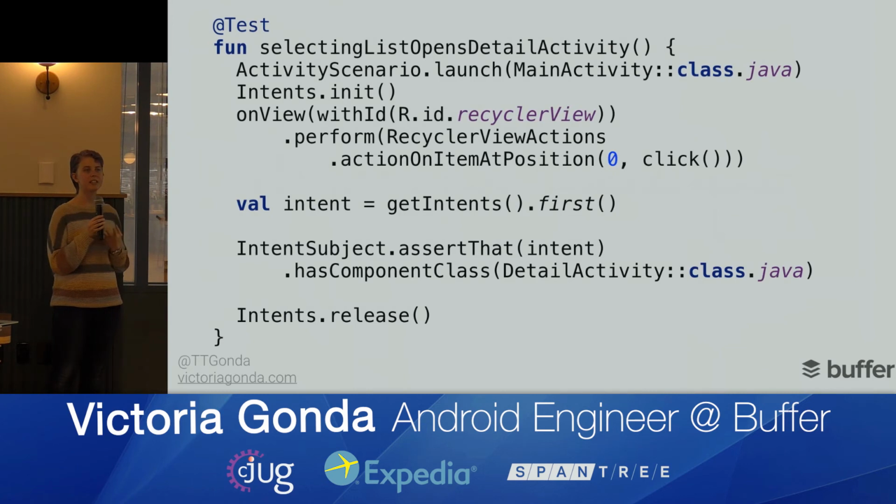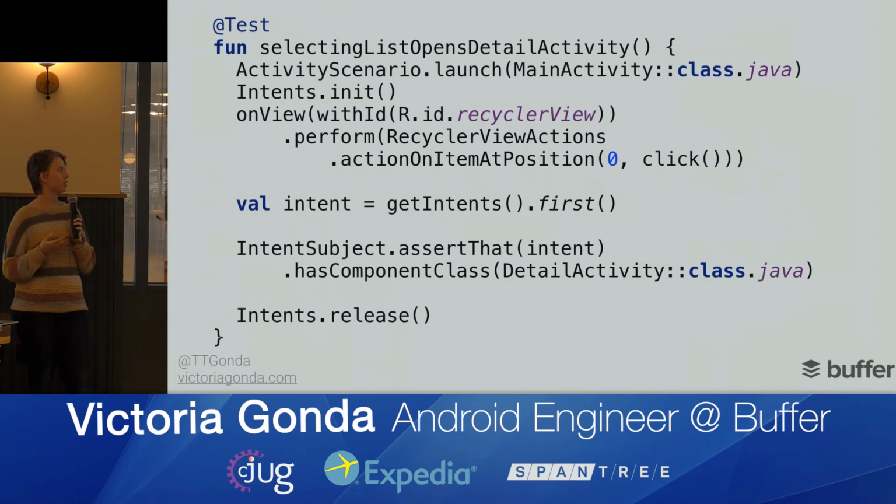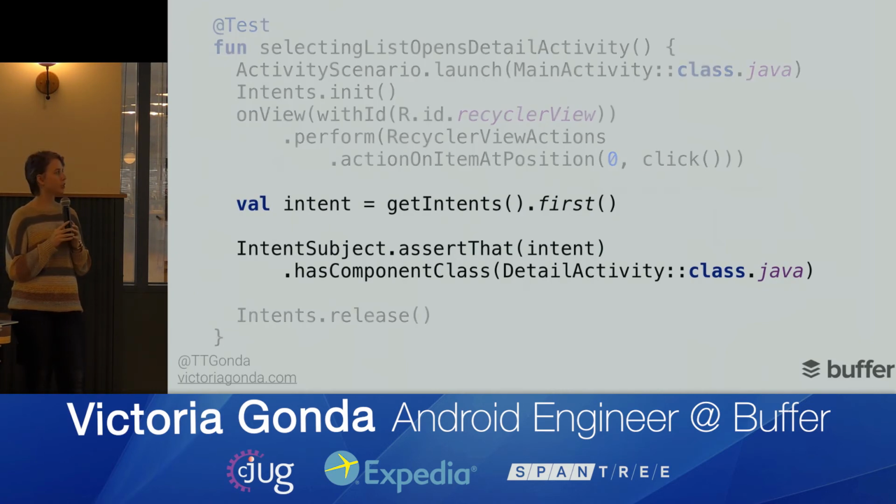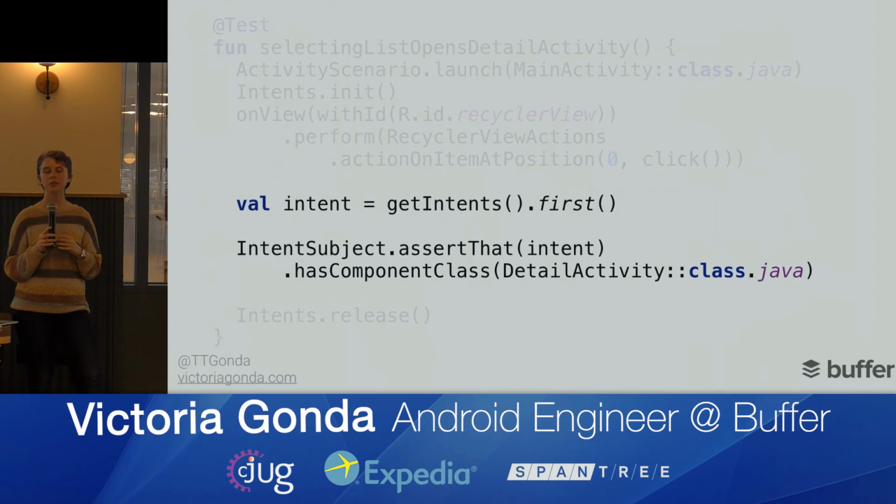Most of this test is the same as the previous test, so let's just pick apart the assertion step. You first grab the first intent using getIntents, which returns a list of captured intents. This is a part of Espresso Intents. And then, this is the part that uses Truth.